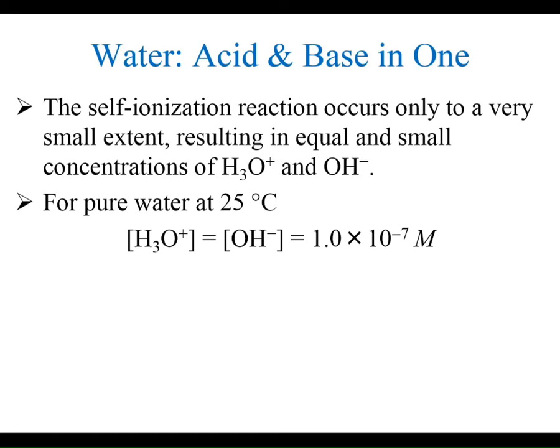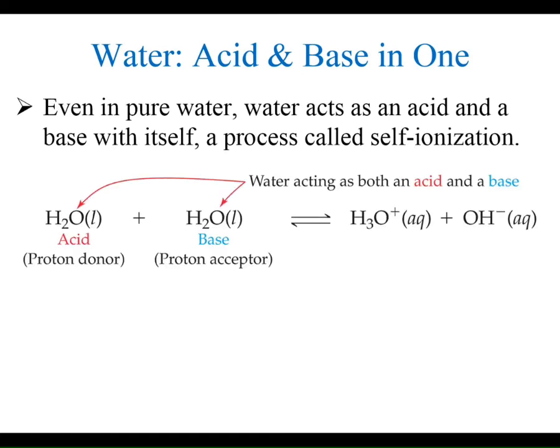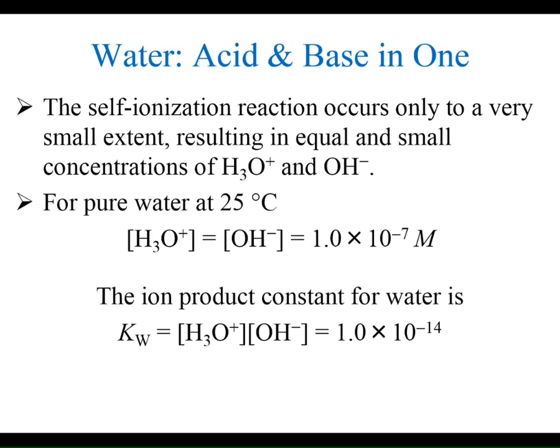So if I went back to that reaction and I wrote a K for this, what would it look like? It'd be the concentration of H3O plus times the concentration of hydroxide, over nothing, right? Because those are both liquids. Exactly right. We call that the KW for water. If I put in this value for hydronium and this value for hydroxide, the KW for water is 1.0 times 10 to the negative 14th.